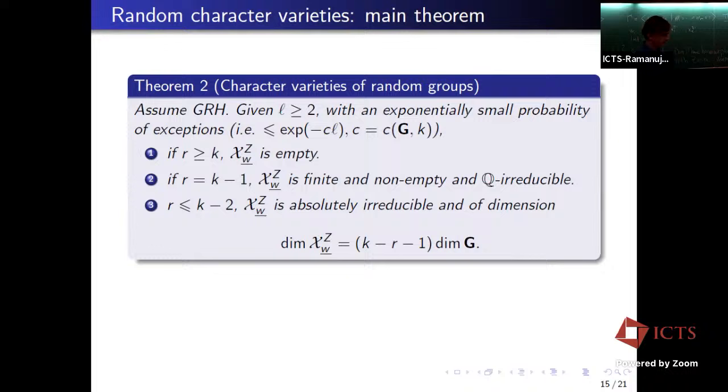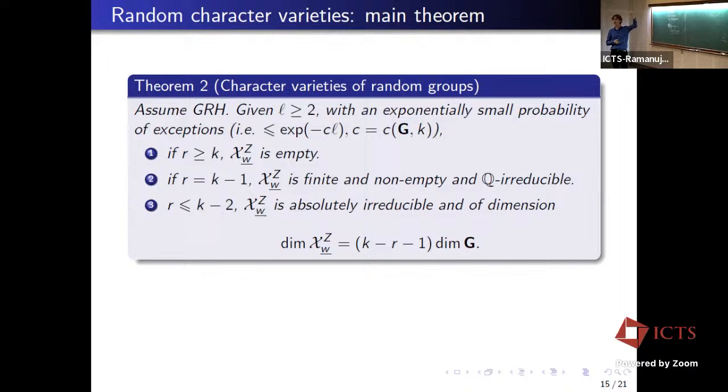And for each such group, we ask what's the character variety inside a given algebraic group G. G here is still a semi-simple algebraic group. You can take SL2 if you want. So the first theorem, I stated it before, it's almost the same as theorem one. It says that if you have at least k relators, then the character variety is empty. Okay, so the Zariski-dense part of the character variety. So this means there is no homomorphism with Zariski-dense image in G.